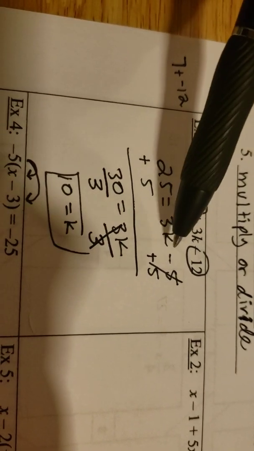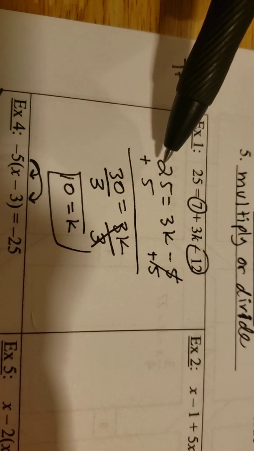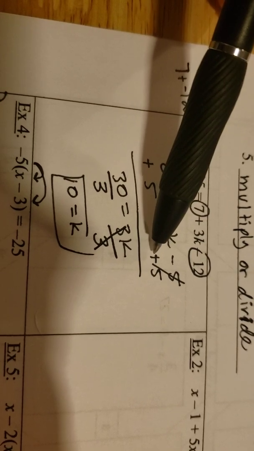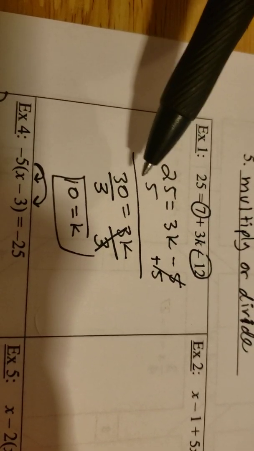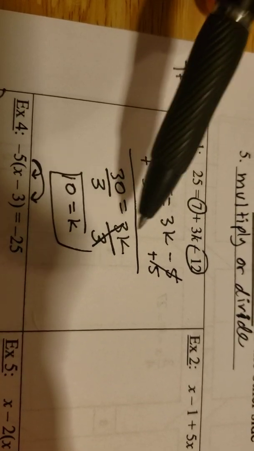So now all we have to do is get this minus 5 over with the 25 on the other side here. So we have to do the opposite. The opposite of minus is to add. So we added 5 on both sides. 25 plus 5 gave us 30. And we ended up with 3k over on this side here.